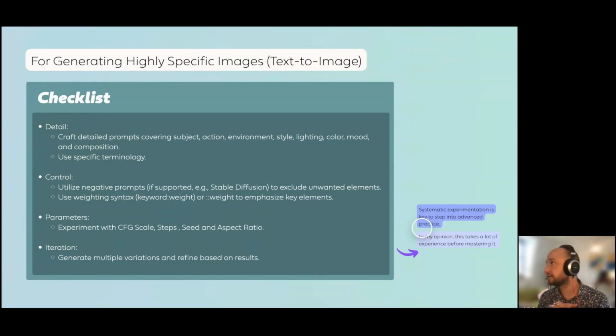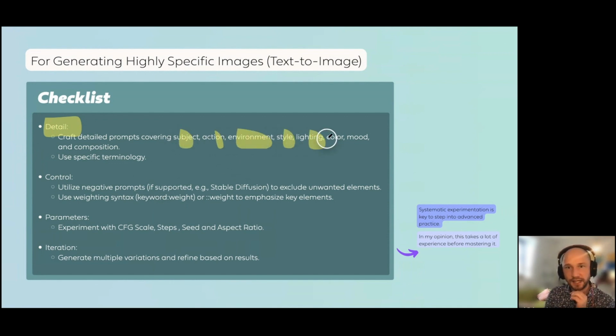Then a little checklist on how to generate highly specific images. As I have highlighted, it really needs a lot of detail. So provide detailed prompts with subject, action, environment, style, lighting, color, mood, composition. Be very specific on the terms as well. Maybe some synonyms that you can think of.